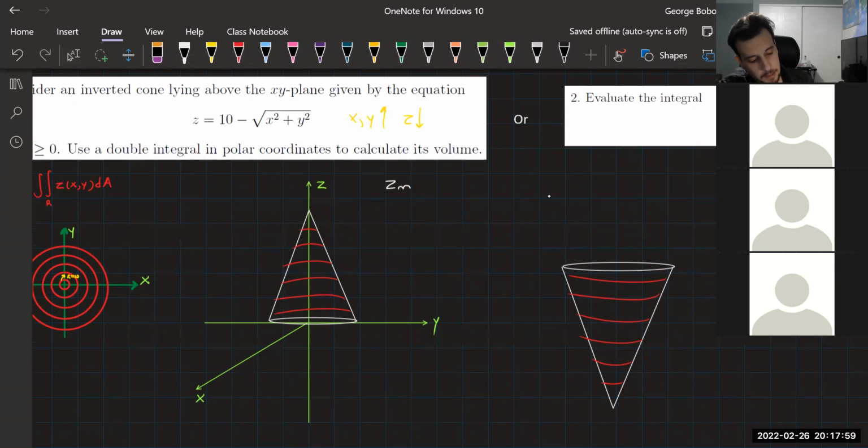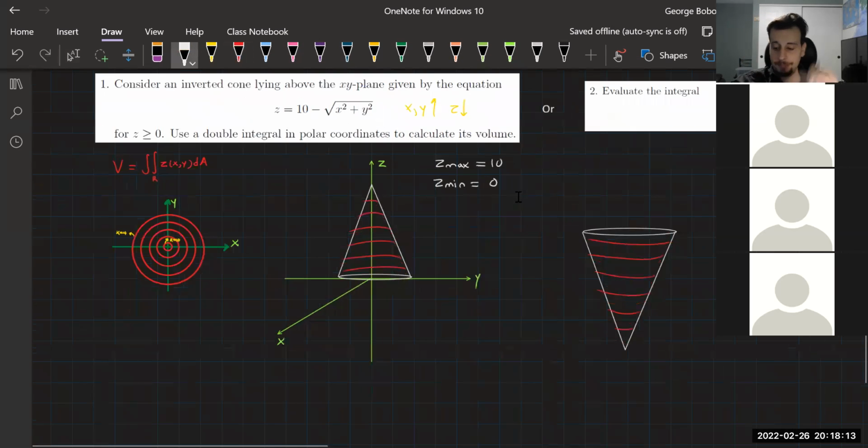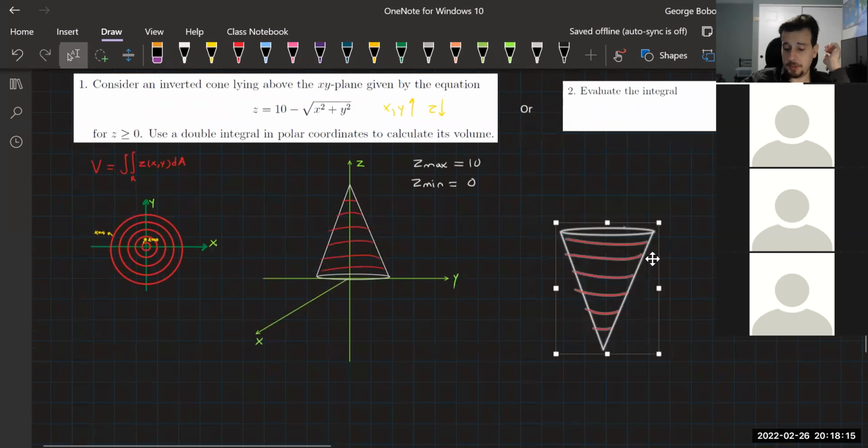A 10. Uh-huh. What is the minimum value that it can be? 0. Okay. Now hold on, this gets interesting.